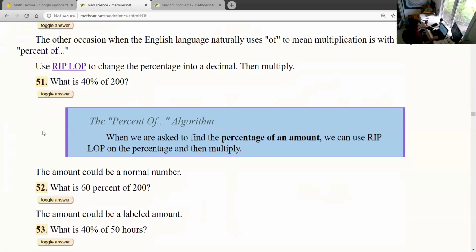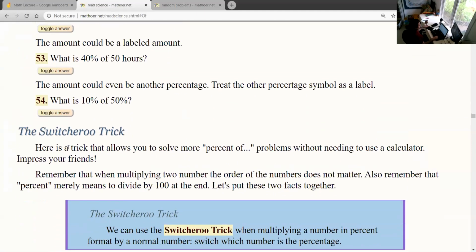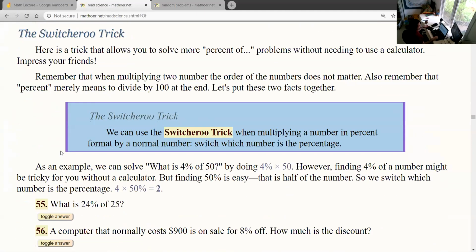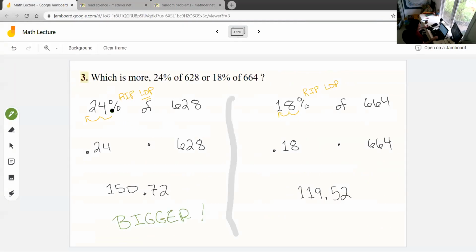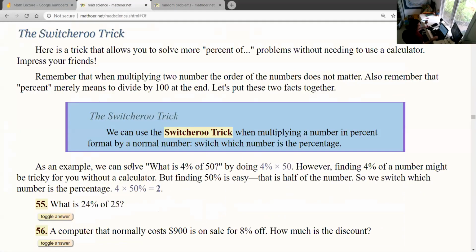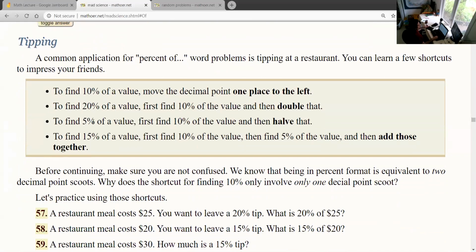Moving on, there was a switcheroo trick. I'm not going to spend time reviewing it, but look at that if you wanted. We could move the percent from one number to the other. That's legitimate because we're just multiplying things in different order. So you can show off to your friends that way, but we're not worrying too much about that.